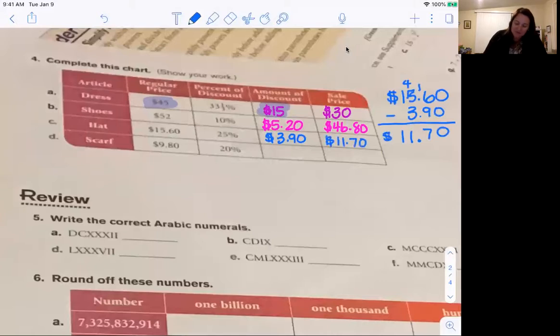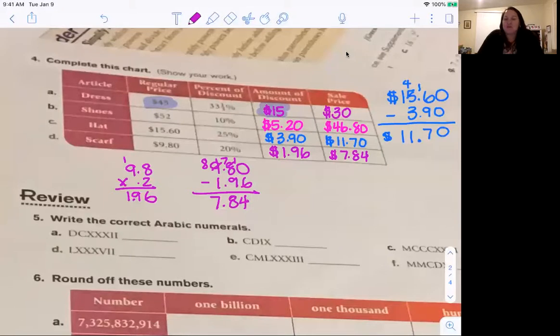Excellent job. Okay, challenge yourself. Do T, but pause first and come back. Okay, check mine with yours. Your amount of discount should have been $1.96. Check my multiplying if yours is different. And your sales price is $7.84. Because $9.80 minus $1.96 is $7.84.